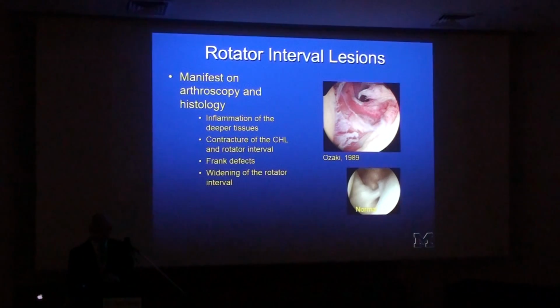You can see the inflamed tissue in the patient with a rotator interval lesion compared to the normal interval from a posterior portal from an arthroscopy.